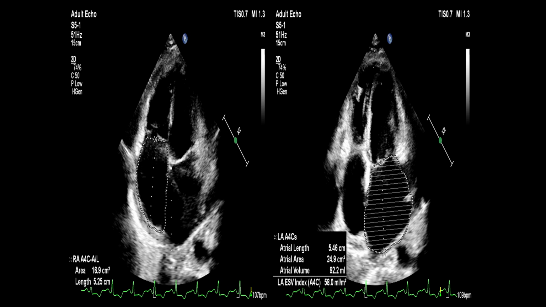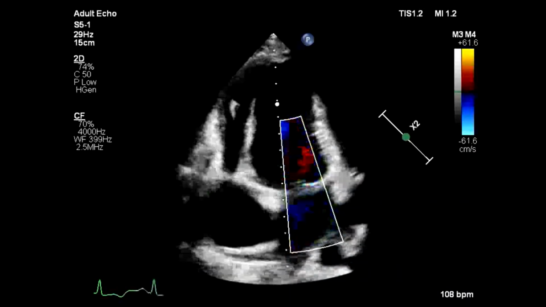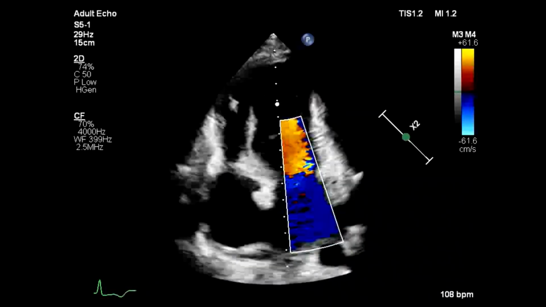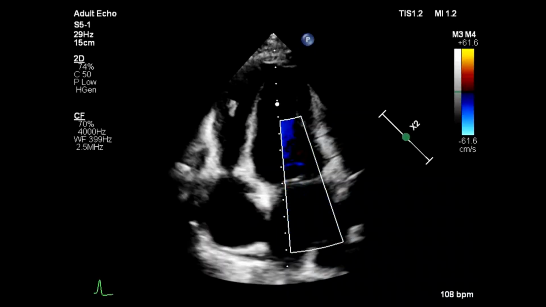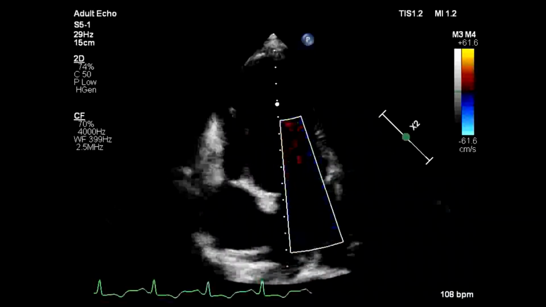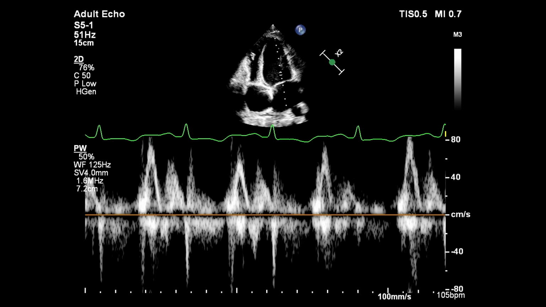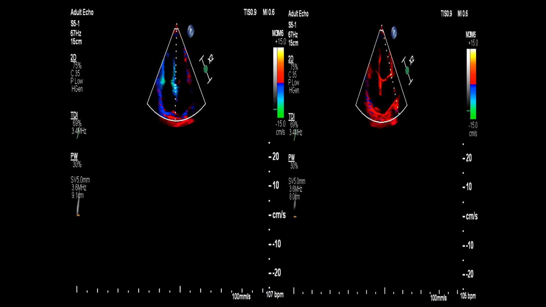So we have done the LA volume and RA volume, both are significantly raised, and we did an LA volume index which shows 58, which is significantly on the higher side, more than 45. We look at the mitral color flow, it's almost normal. The mitral PW shows an E more than A, which is almost normal looking.